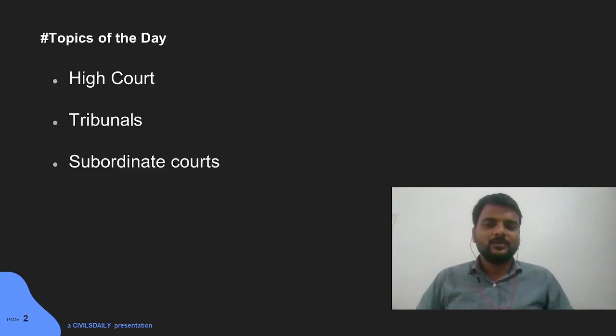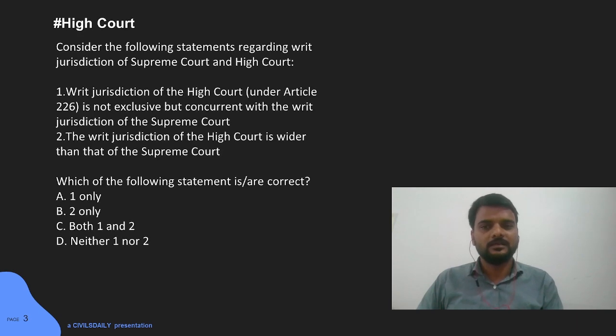Today's topics are High Court, Tribunals and Subordinate Courts. Let's solve some questions on these topics. First question, it is about the writ jurisdiction of Supreme Court and High Court. So here the fact we have to know is that under Article 32, the Supreme Court's writ jurisdiction is given, and under Article 226, High Court writ jurisdiction comes.